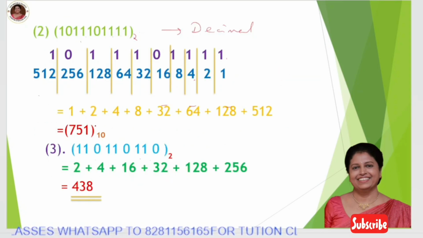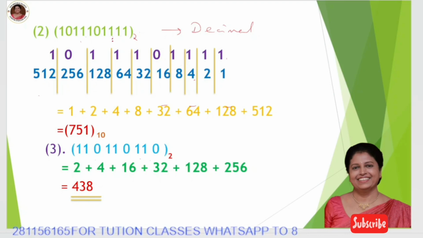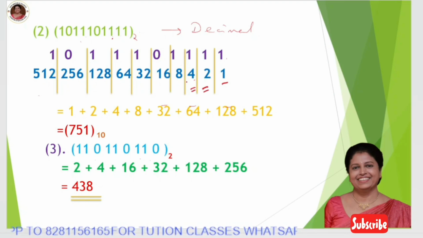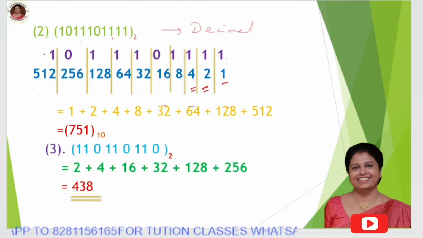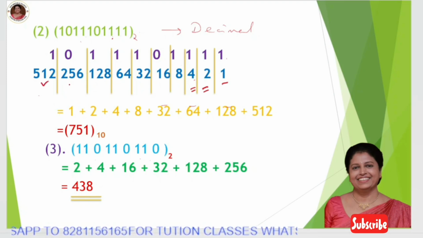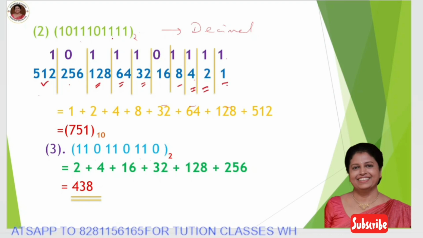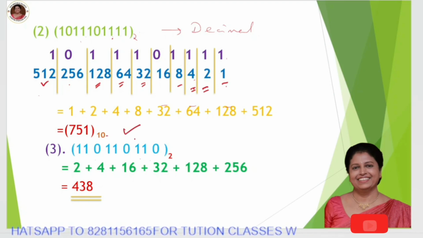Come to the next example. Here also we can write this number like this. Then we can write the positional values: 1, double of it 2, double of it 4, and like that it goes. Then we can take these numbers: 512 plus 0 plus 128 plus 64 plus 32 plus 0 plus 8 plus 4 plus 2 plus 1. That is equal to 751 to the base 10.